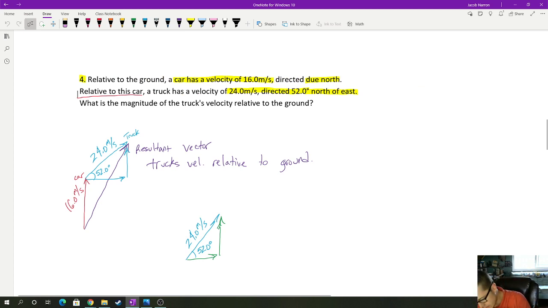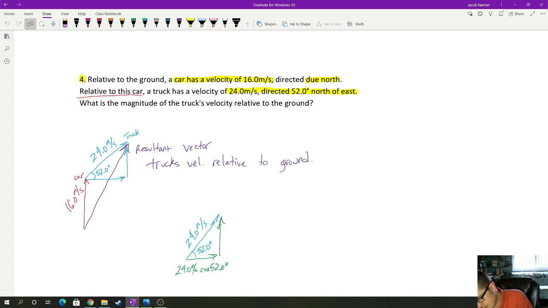Instead, I'm just going to tell you, we're going to use cosine to find this x component down here at the bottom. So we're going to do 24.0 meters per second times cosine of 52.0 degrees. Tell you what, I'll show you how we get that one. And then the rest, you're just going to have to figure out how to do on your own.